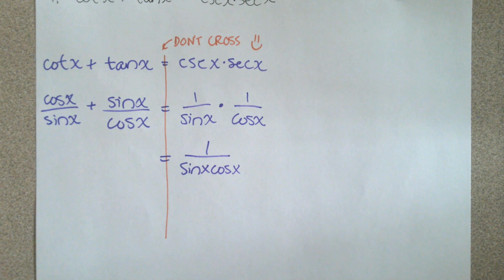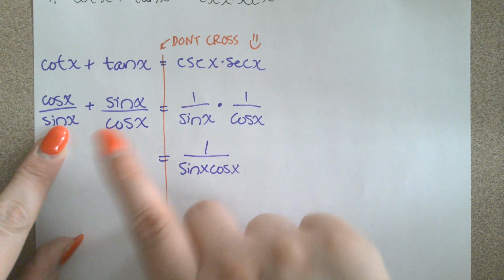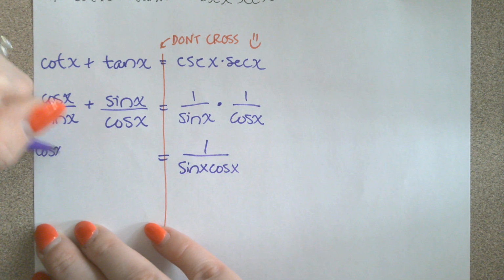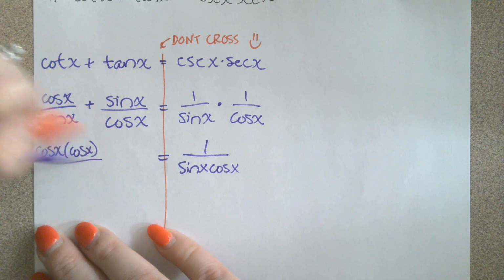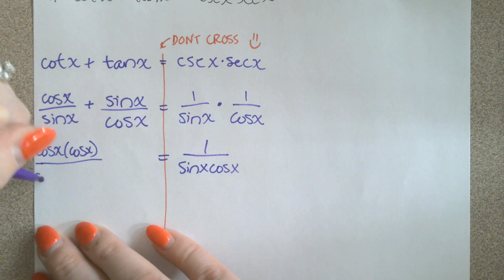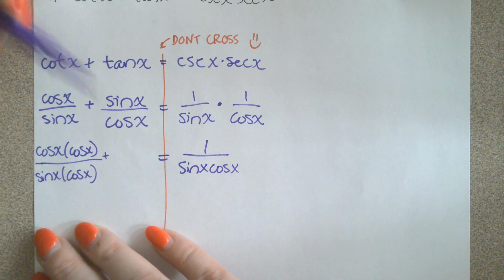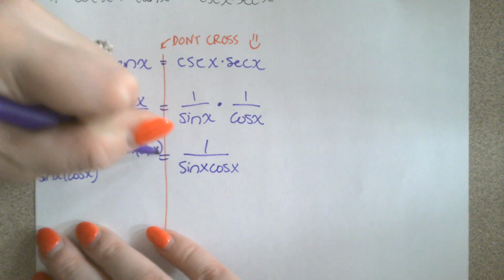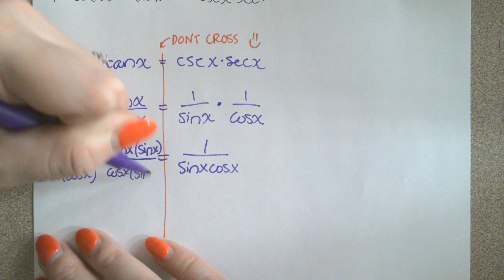And then on the left side, be careful, we are adding here. We need a common denominator. So we're going to multiply each fraction by the other's denominator. So we have cosine of x. We're going to multiply that fraction by cosine times cosine over sine of x times cosine of x, plus, and then I multiply the right fraction by sine over sine. Sine of x times sine of x over cosine of x times sine of x.